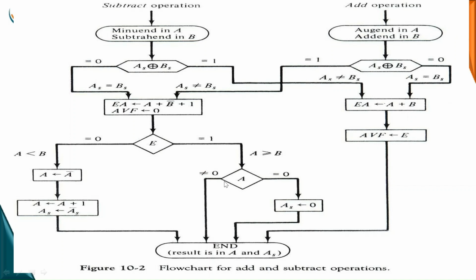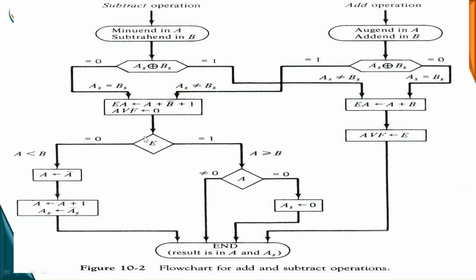In case the content of the resultant register A contains a non-zero value, it indicates A is greater than B, and whatever subtraction we have performed is correct. Whatever is stored in your A register and AS flip-flop, that is your actual result.